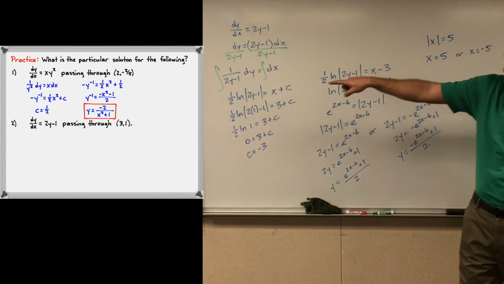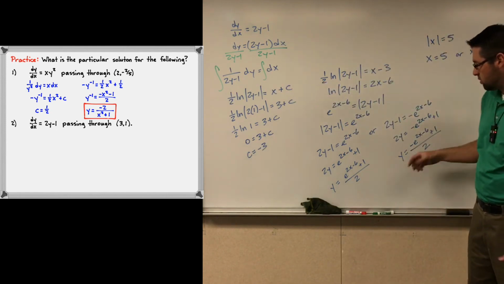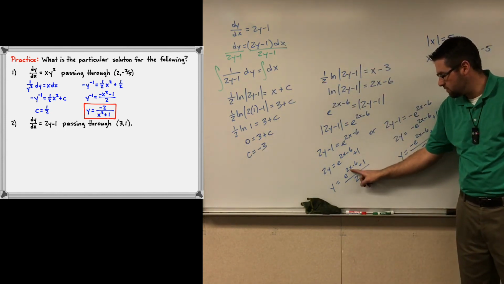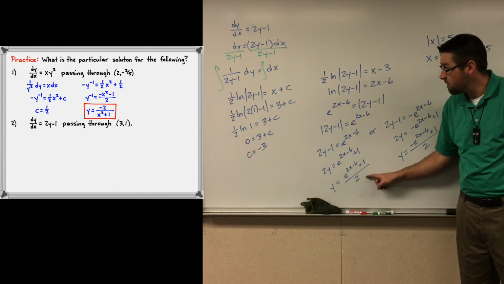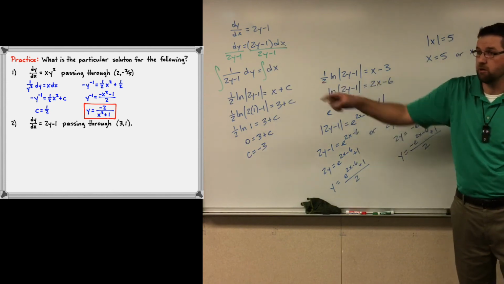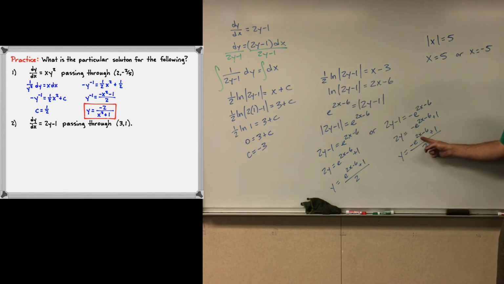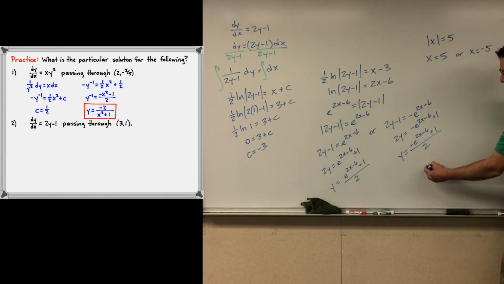If I plug in the initial condition, 3, 1, does it work? If I plug in 3 here, what do I get? 6 minus 6 is 0. E to the 0 is 1. Plus 1 is 2 divided by 2 is 1, and I was supposed to get 1. If I plug in 3 here, what do I get? That'd be negative 1 plus 1 over 2, which is 0, right?